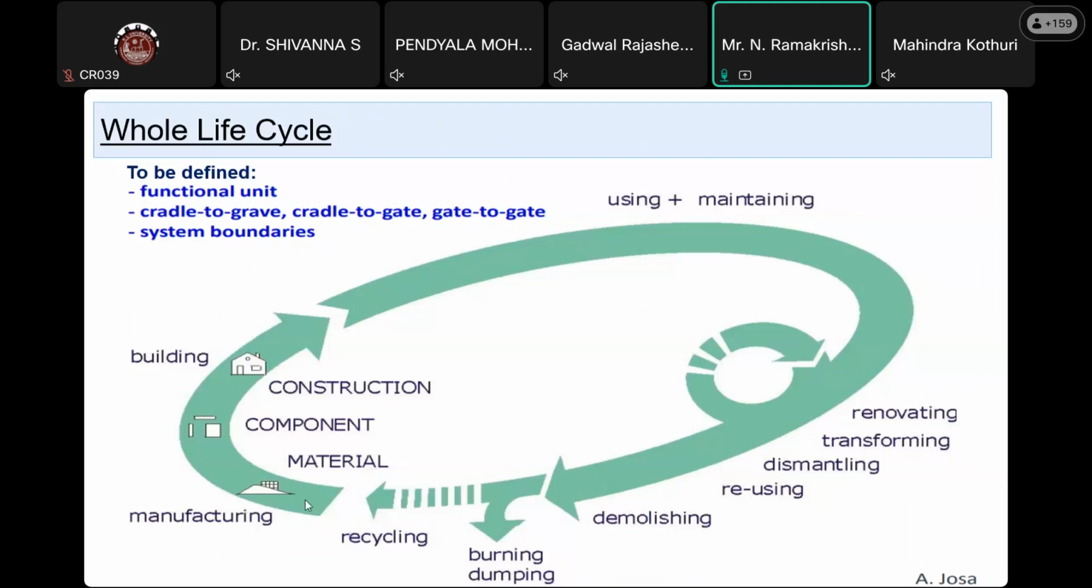Now you can see here, this is the manufacturing of the material, different components used in construction of the material, and use and maintenance. After some years, some duration, you go for renovating, right? After that, transforming that, and if it's still not fit, you can go for dismantling. Otherwise, you go for reusing. So demolishing, burning, or recycling. So this is the process which starts from the cradle. Cradle means a small baby when it is born, you put it in a cradle. That is what they mean here by cradle, right? When the ore is taken out from the mines, after mining.